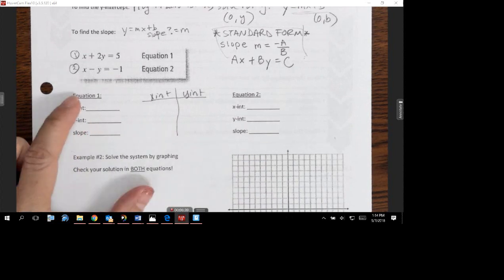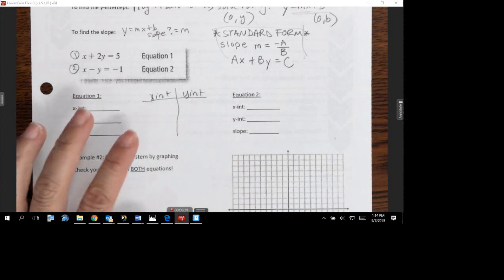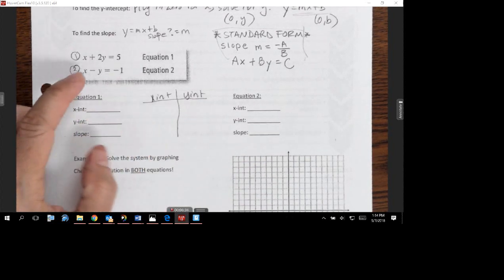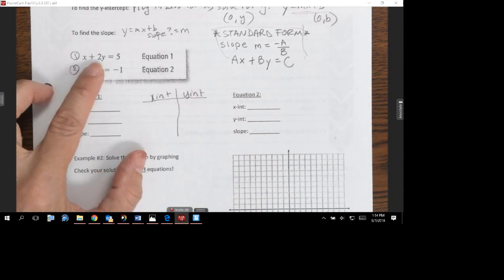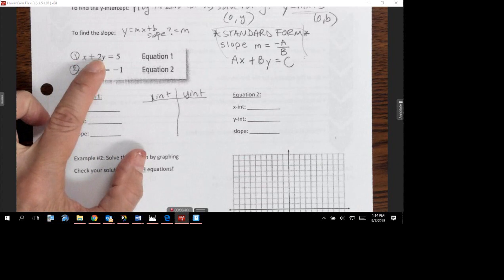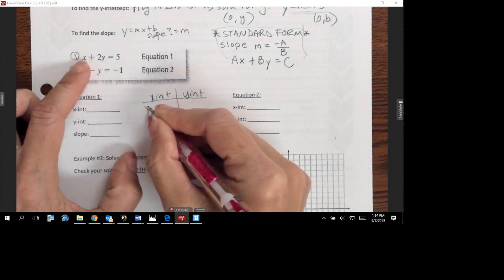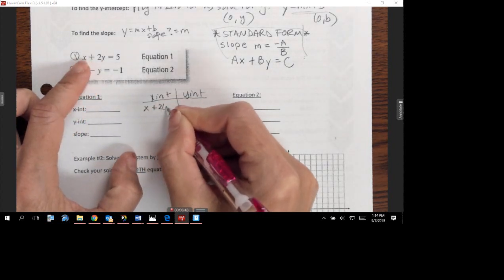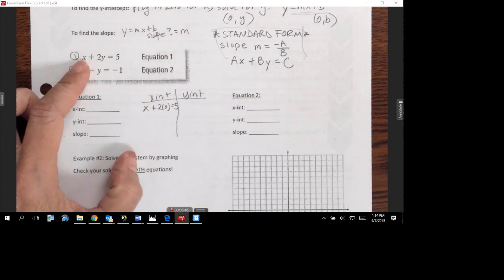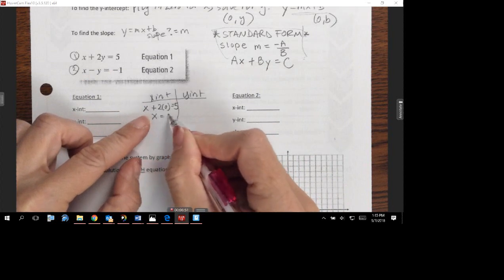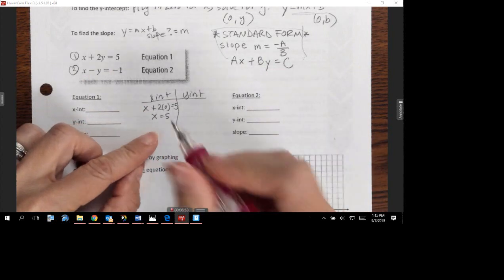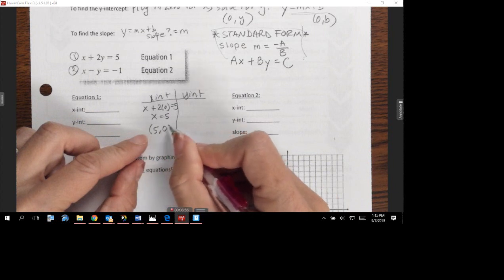So we're doing this just for equation 1. I need to find the x-intercept. To find the x-intercept, we plug in 0 for y. So here's equation 1, plug in 0 for y. So we'll have x plus 2 times 0 equals 5. So now, x plus 2 times 0 is just x equals 5. So my x-intercept is (5, 0).